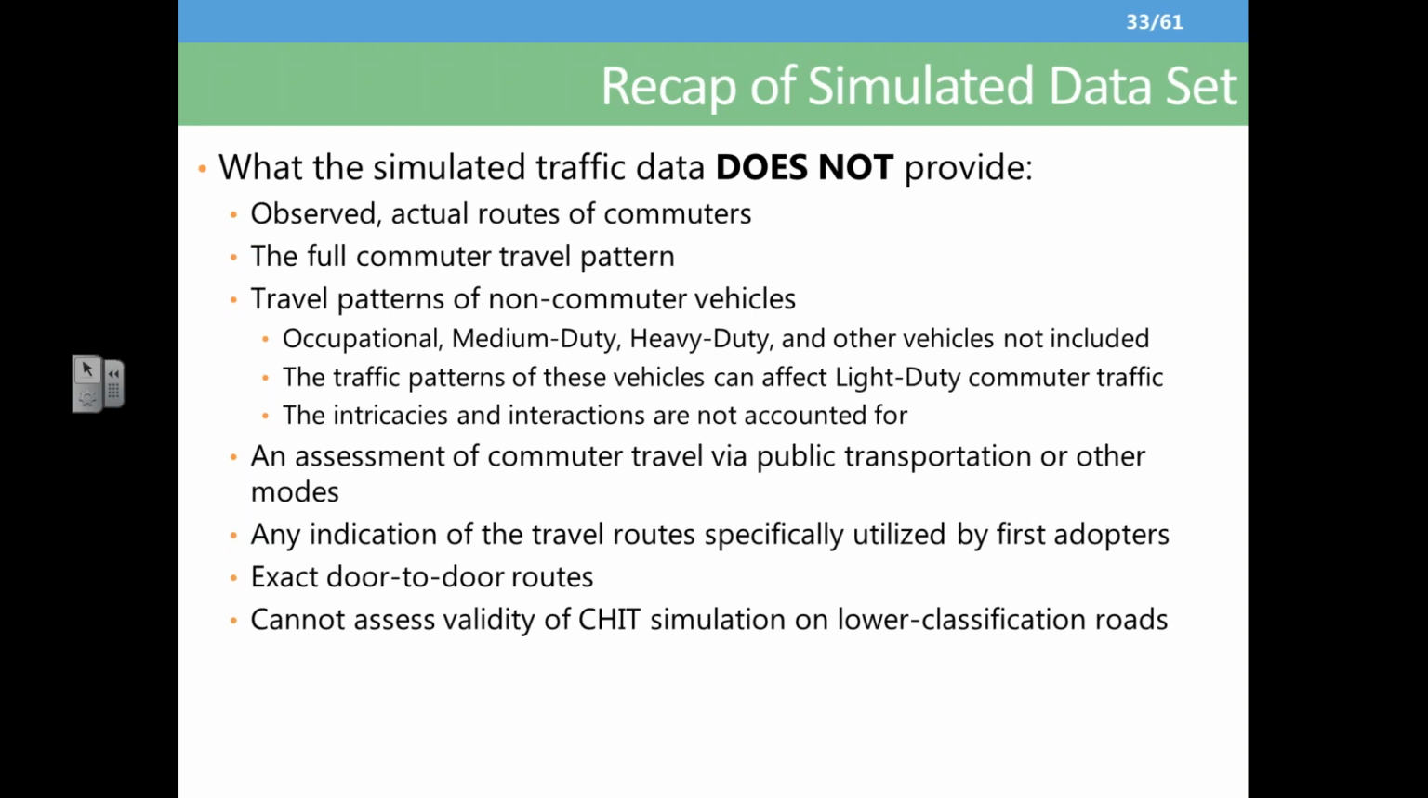An estimate of the commuter travel via public transportation or other modes is not provided. As we mentioned earlier, the LODES data set does not tell us how people got between their home and work. We're making the assumption that that's a light-duty vehicle-driven mode. It's not actually an indication of the travel routes specifically utilized by first adopters either. It's the general travel pattern for anybody in the state.